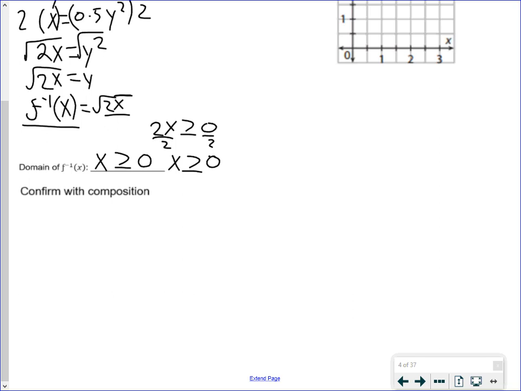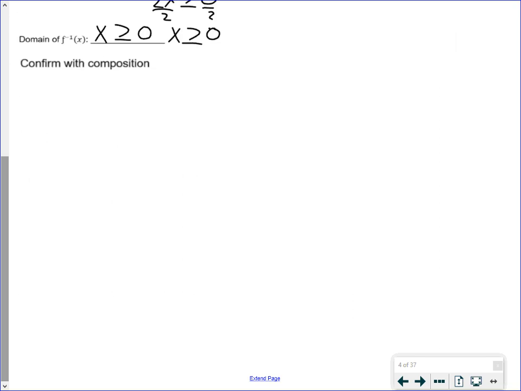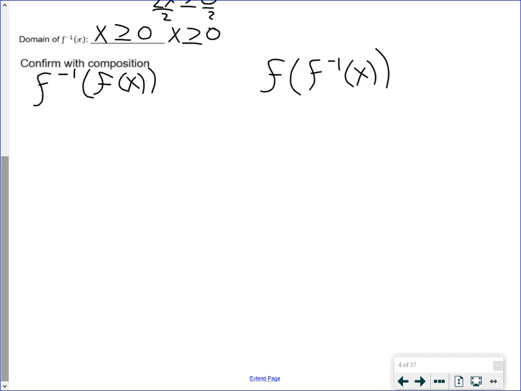And now what we're going to do is confirm that the inverse we found is actually our inverse. And we do that by using these two formulas. They look a little confusing, so we're going to go through it step by step. So this first function over here is f inverse in terms of f of x. And what that means is we're going to write the f inverse function, which we found to be the square root of 2x, in terms of f of x.